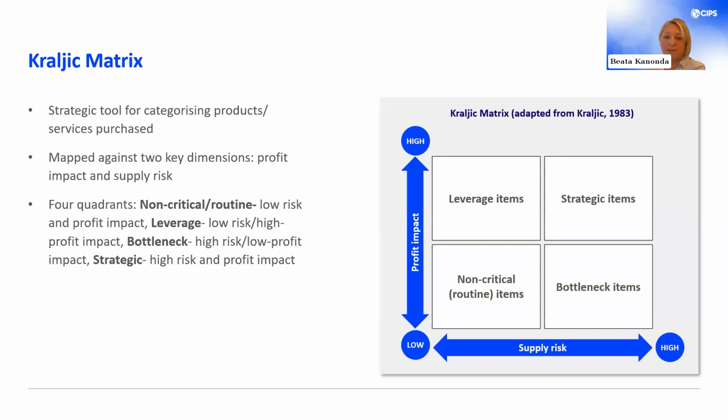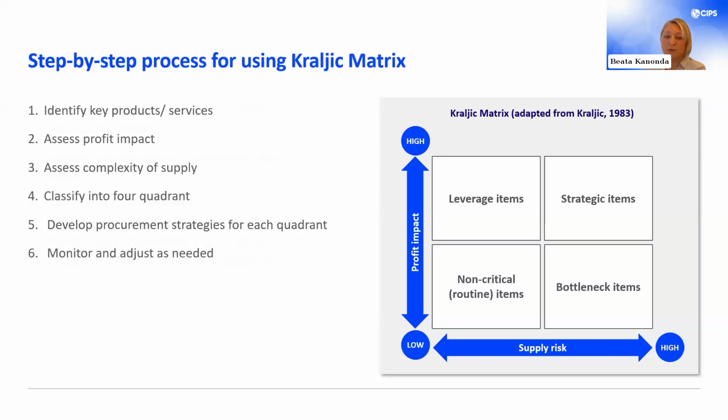Now let's look at the step-by-step process of applying the Kraljic Matrix. So your first step will be to identify the key products and services. Start by listing all the key materials or services that your company procures.